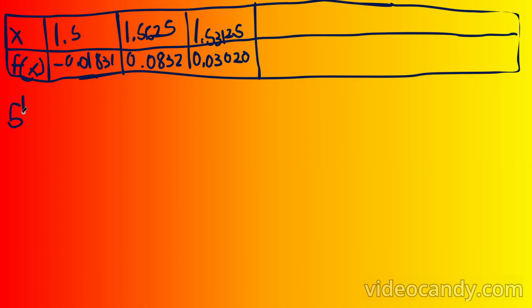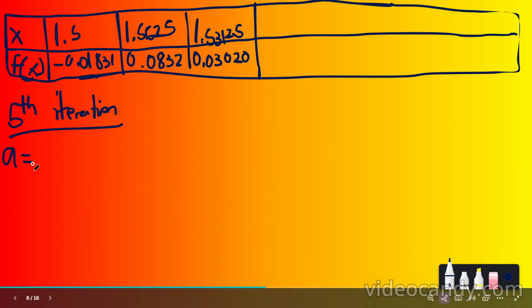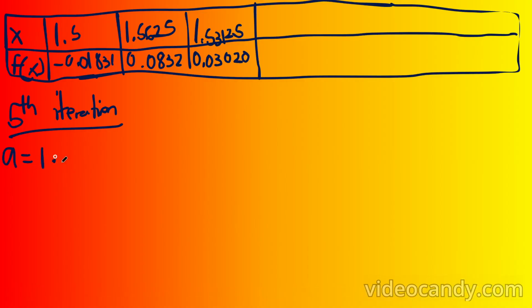Okay, let's go for the fifth iteration. In the fourth iteration, if the number becomes positive, then A needs to change this number. So A is 1.53125 and B no need to change. We get a whole number.